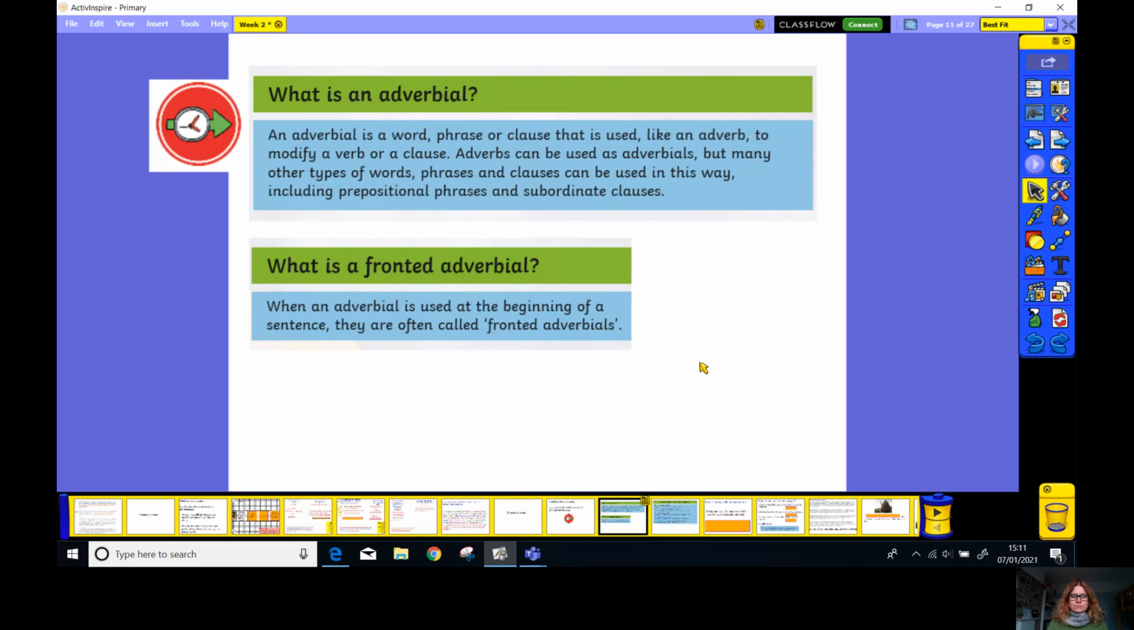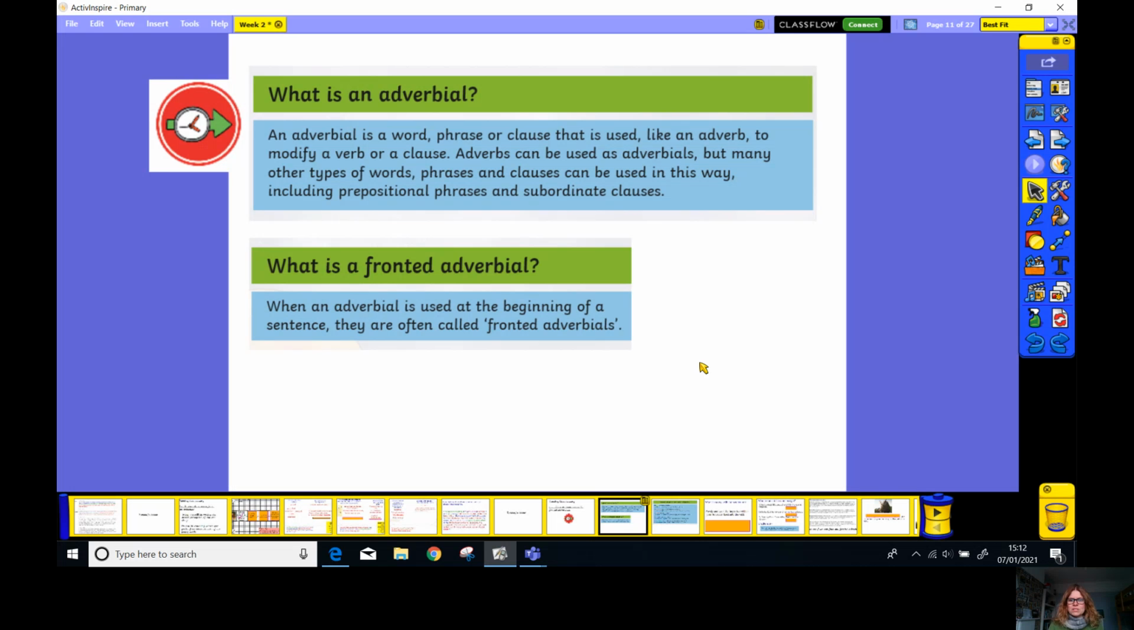So what is an adverbial? I'm going to read it to you, but you could pause the video and reread it back to yourself. An adverbial is a word, a phrase, or a clause that is used like an adverb to modify or to change a verb or a clause. Now remember, a clause is the part of a sentence which has a verb in it.